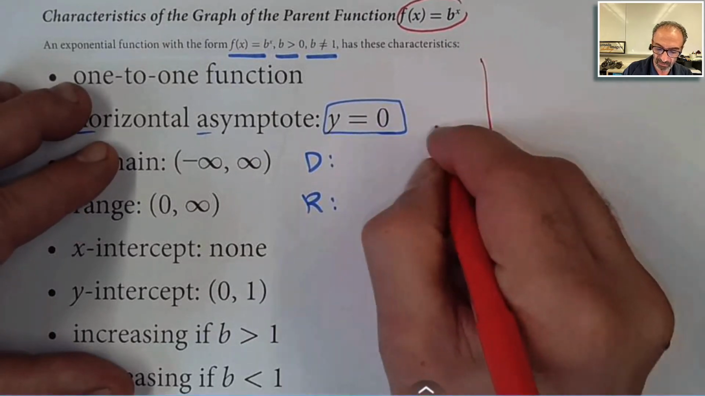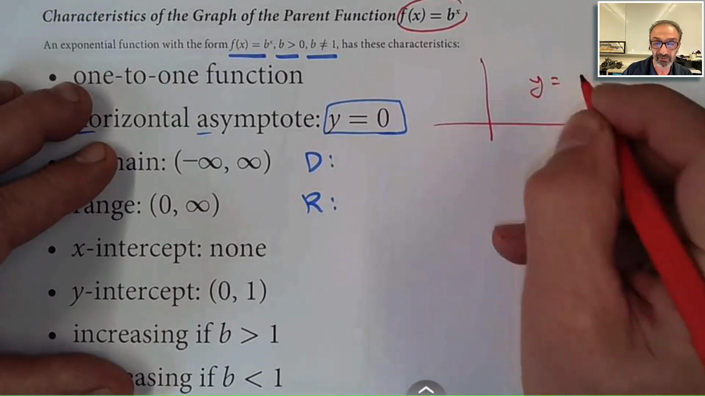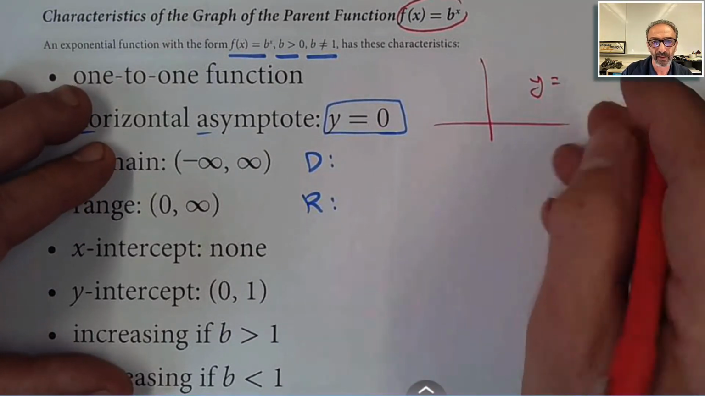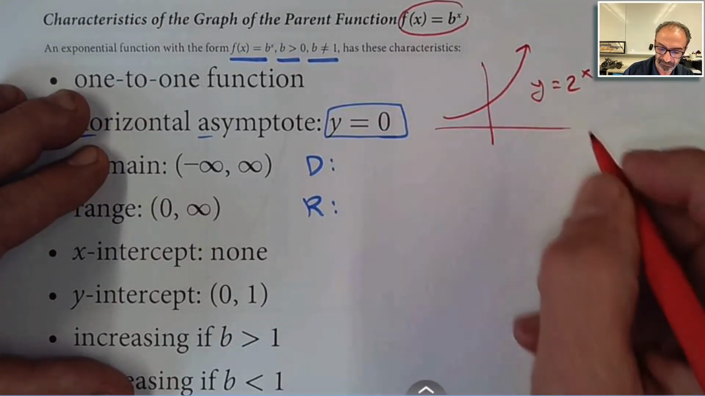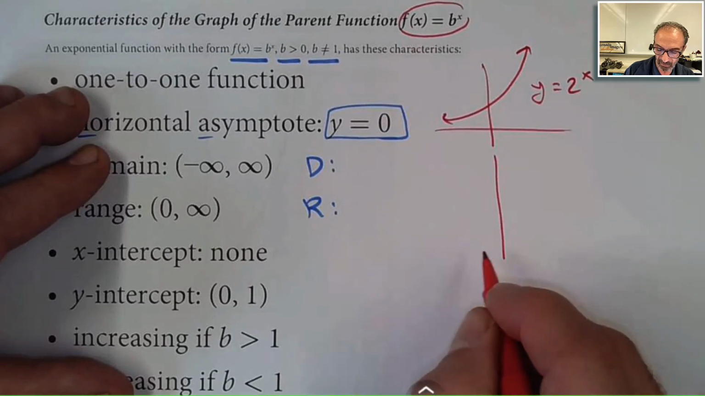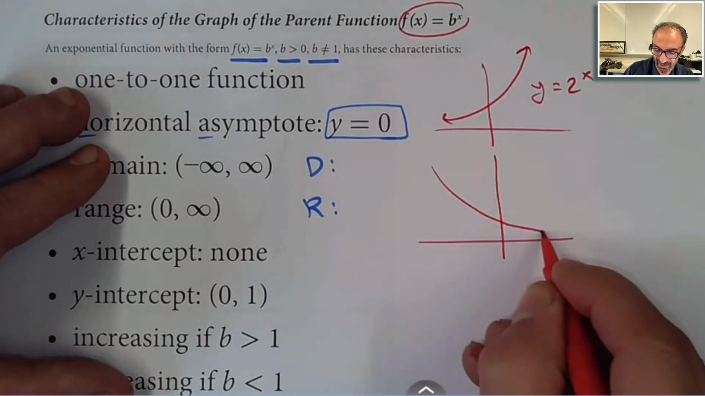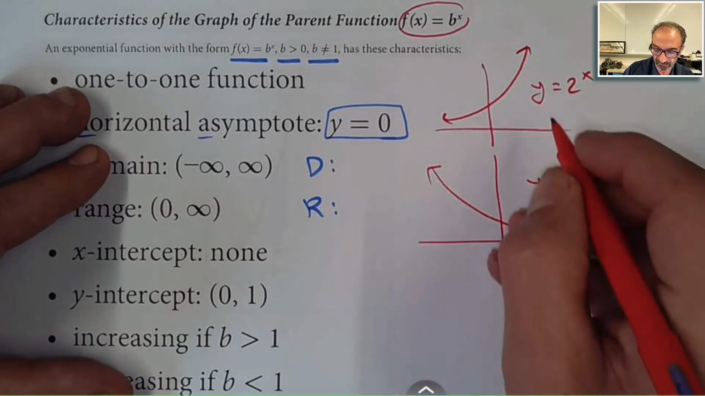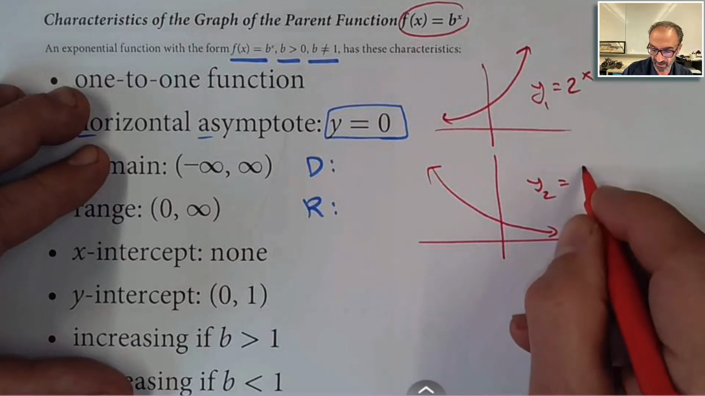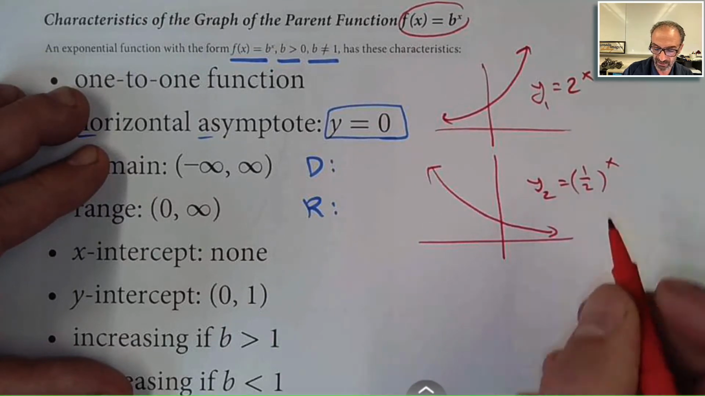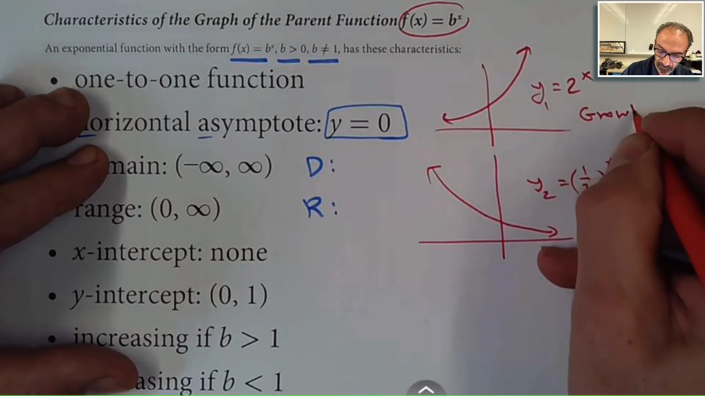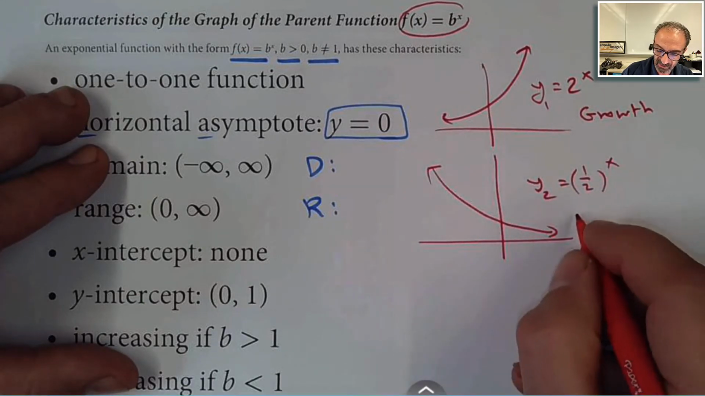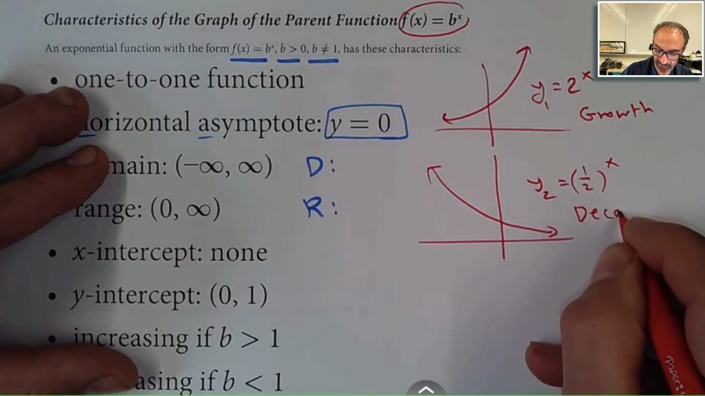The first example was y equals 2 to the x. You remember that? That looked like this. The second one on our list was half. Let's call them y1 and y2, half to the power x, which is decay. This is growth, exponential growth, and this is exponential decay.